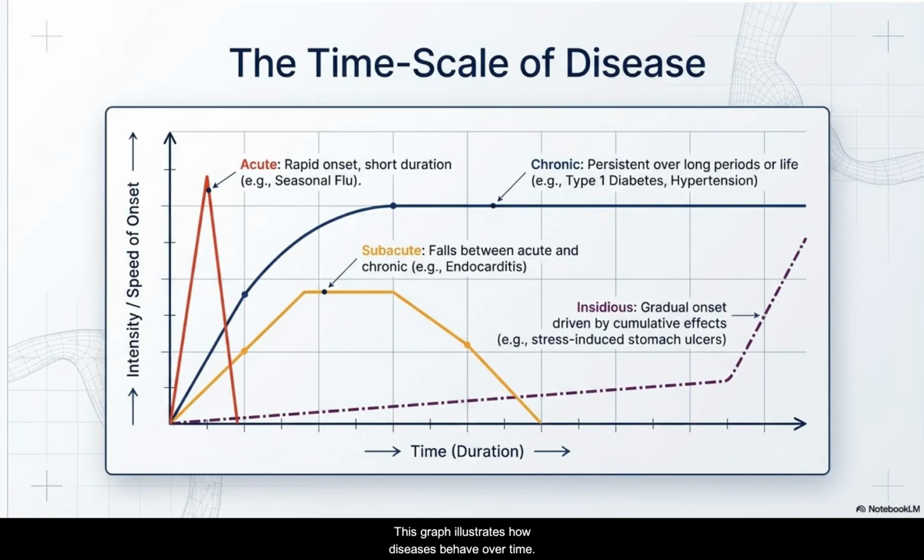This graph illustrates how diseases behave over time. An acute condition, like the seasonal flu, for example, has a rapid onset and short duration. Chronic conditions such as type 1 diabetes are persistent and often lifelong. Some diseases are subacute, falling in the middle, while others are insidious. Insidious diseases have a very gradual onset, driven by cumulative effects. Often they remain hidden until they are well advanced.